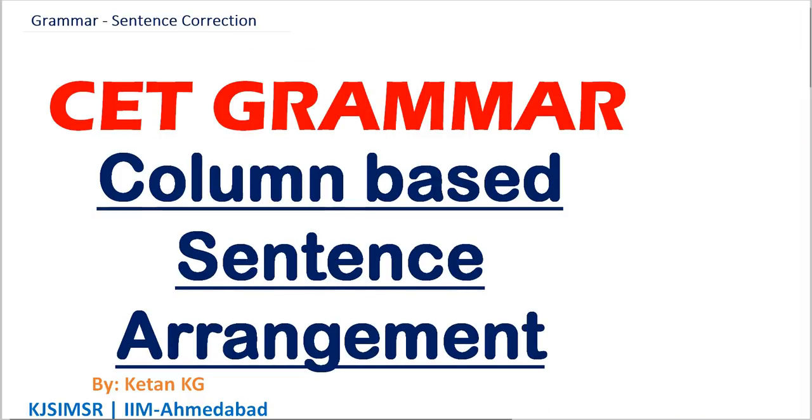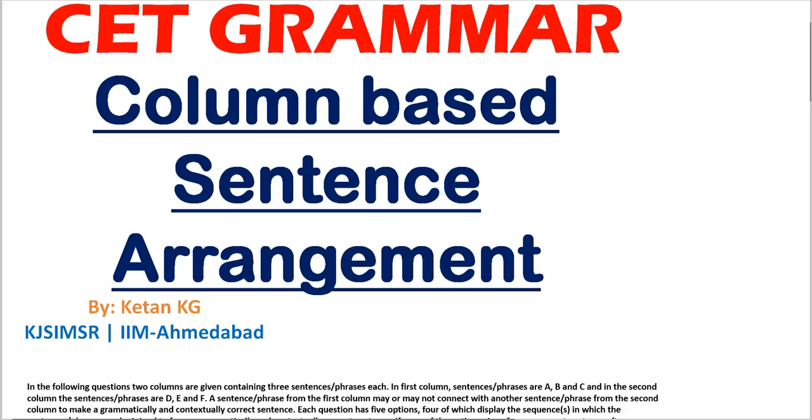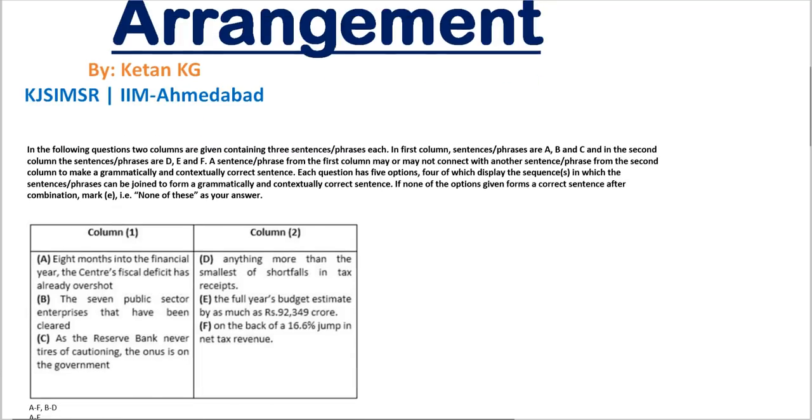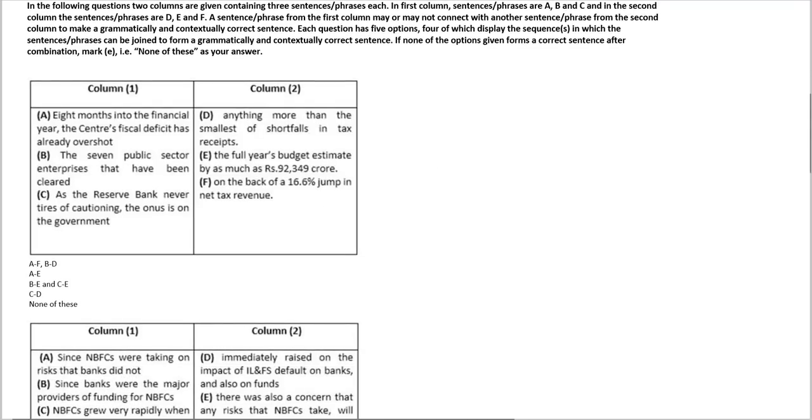Hi guys, so today we're going to talk about a bit different pattern altogether, or maybe a format as far as the grammar is concerned of CET. So it's basically column based grammar wherein you have to arrange two sentences. This was introduced last year, newly actually. So we've got column number 1, we've got column number 2, and certain sentences are given out here. Now, to be very honest, this is one of the easiest things that you can get in your paper. Trust me, because these kinds of questions are actually easy to crack.